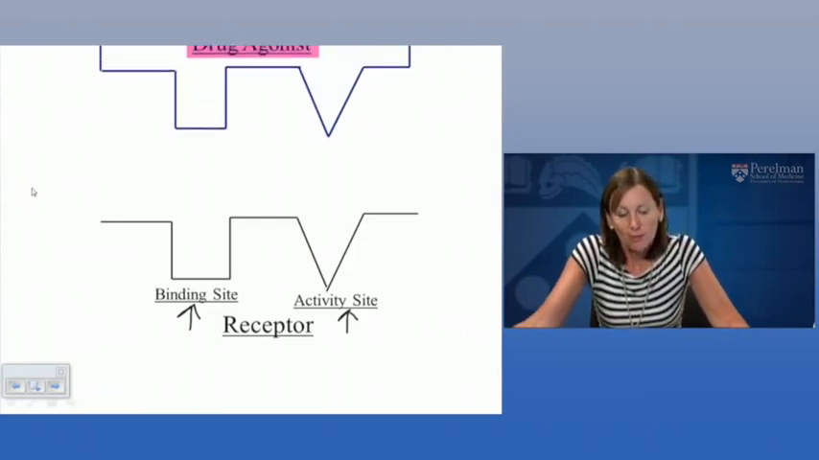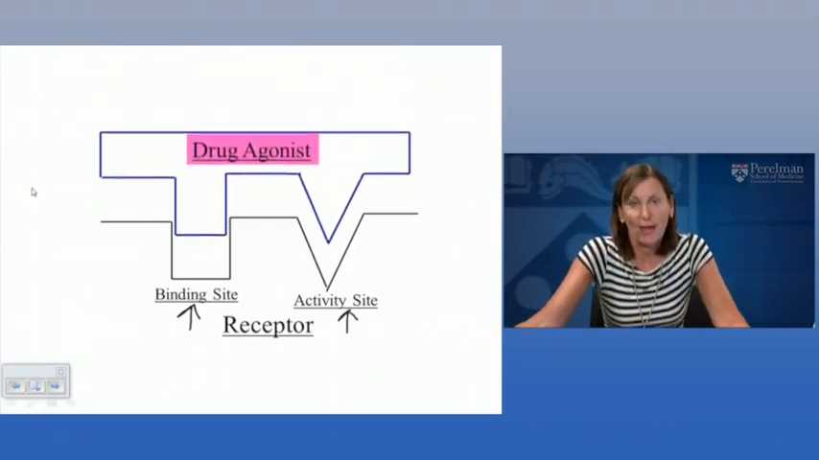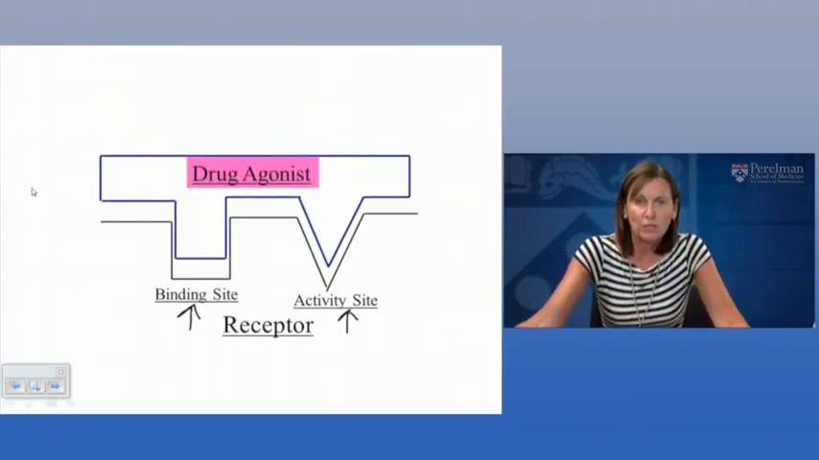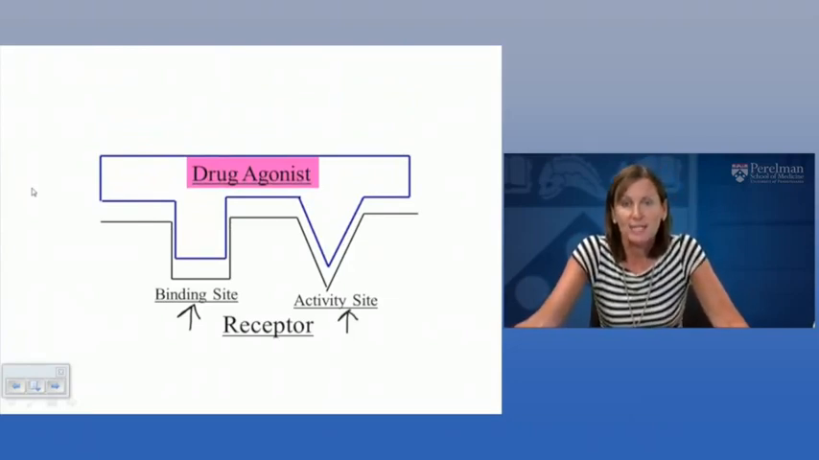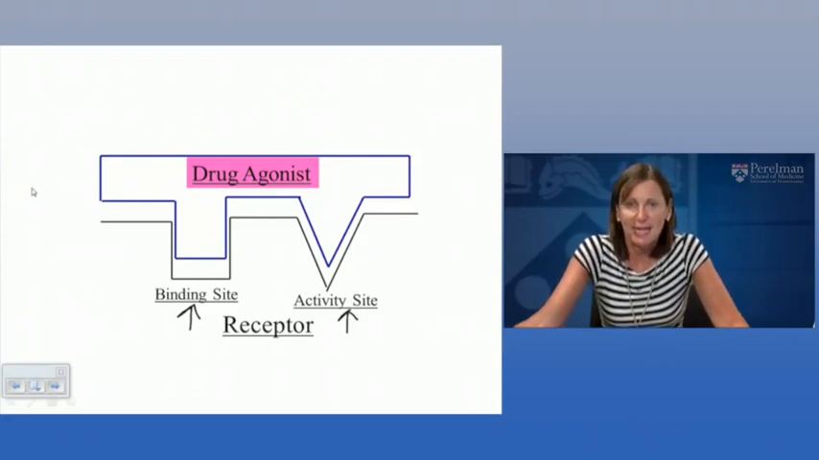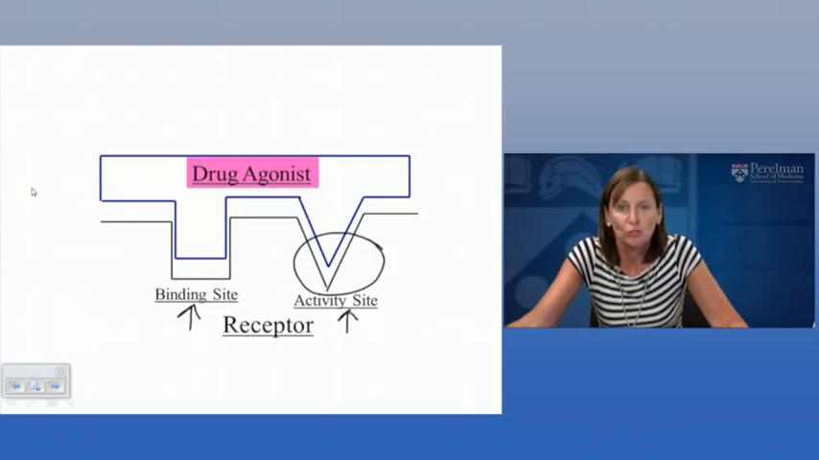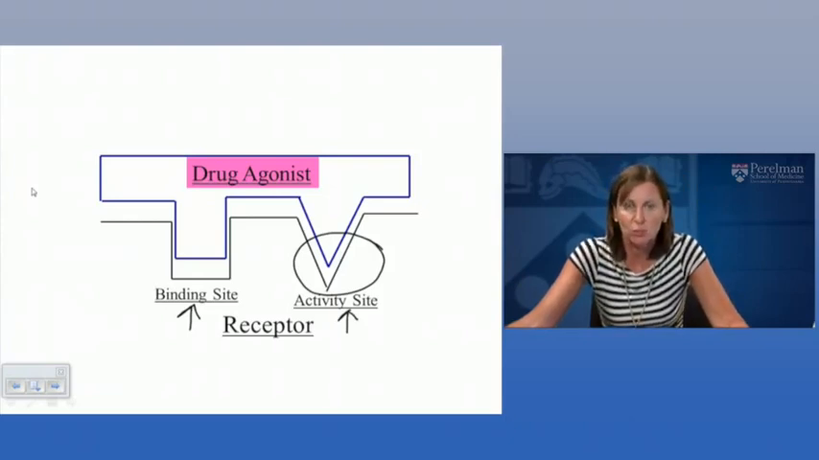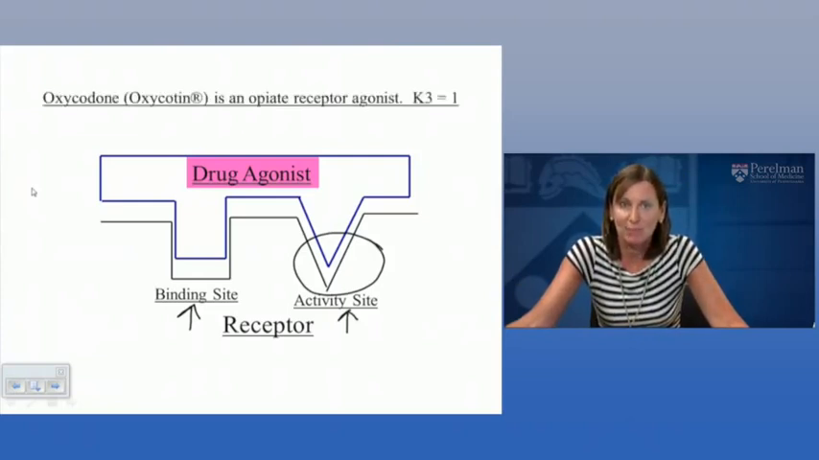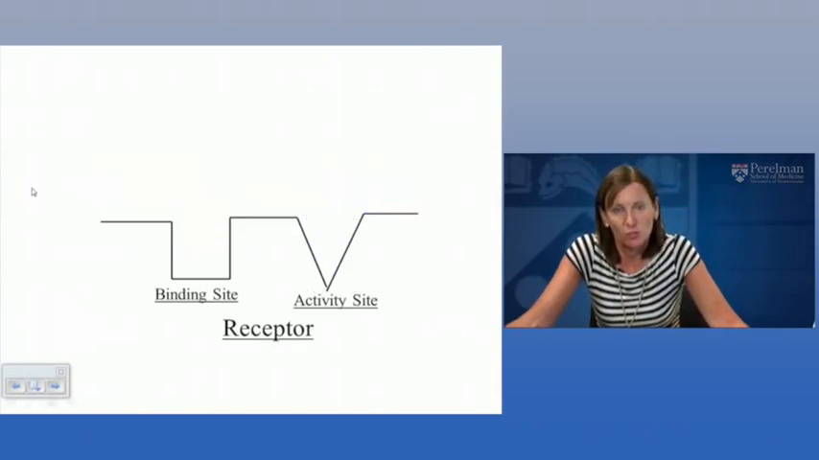site. So if we look in this particular setting, we have a molecule, a drug, that functions as an agonist. The K3 equals 1. We see it inserting into the binding site and the activity site, and it is this interaction that brings about the drug response. This is a pictorial depiction of a drug functioning as an agonist. An example here is what I've just showed you from the previous graph, oxycodone. It's an opiate receptor agonist, and it has a K3 that is equal to 1.